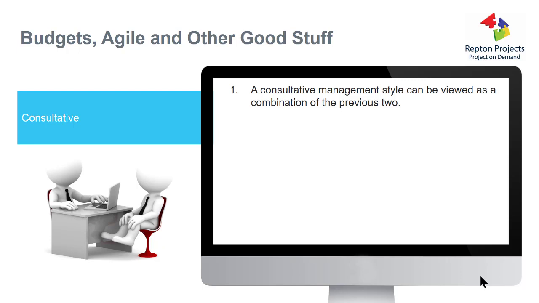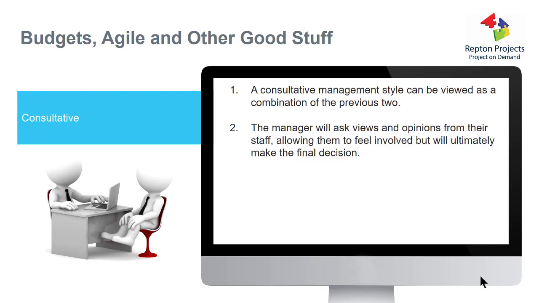Thirdly, consultative. So a consultative management style is often viewed as a combination of the previous two. The idea here is that you're seeking out views and you're looking for people to have opinions, so you're getting that involvement from your team members, but ultimately you need to pull that all together and then make the final decision. And people need to understand that ultimately you're accountable for the delivery, and once that decision is made, they all need to get behind you and support that decision making.